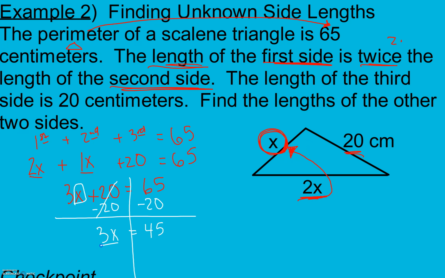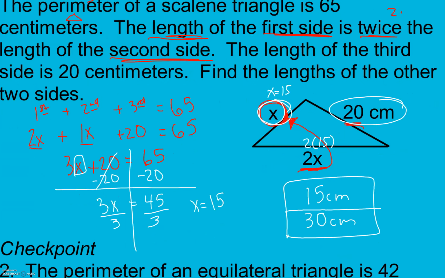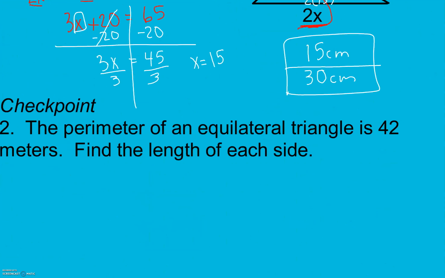And then multiplying and dividing. Since I'm multiplying by 3, I'm going to divide by 3. And x here is 15. So one side is 20. One side is 15 centimeters, x. And my other side is 2 times x, or 2 times 15, so 30 centimeters. So 15, 30, and 20. Something to keep in mind, guys, this is scalene, so they all have to be different, and they all also have to add up to 65.